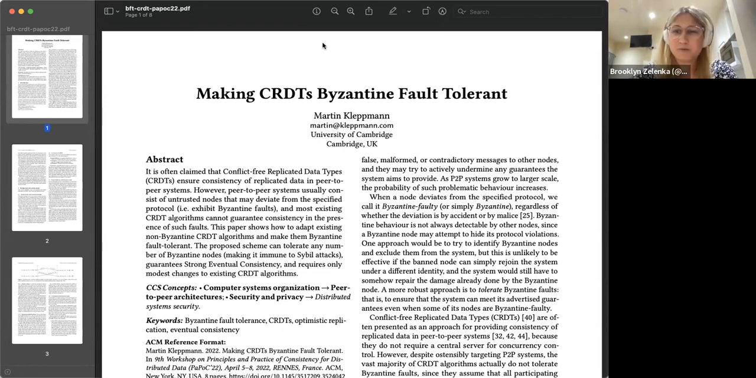This month, we took a look at making CRDTs Byzantine fault tolerant, which is a very recent paper, just a couple months old, by Martin Kleppmann.